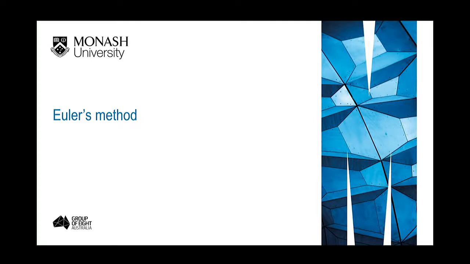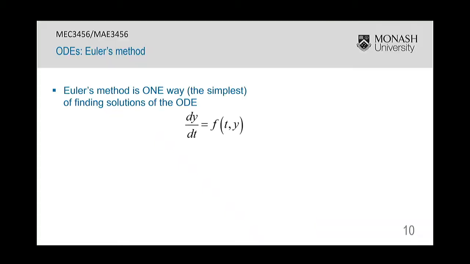The first method we're going to look at in terms of solving ordinary differential equations is a method called Euler's method. We learned Euler's method in Eng 1060, so I'm not going to spend a lot of time going through this. Euler's method is the simplest way of finding the solution of the ODE dy/dt equal to some function of t and y.